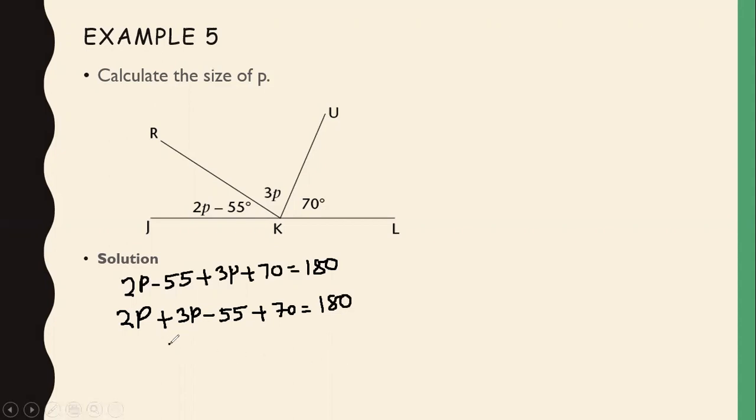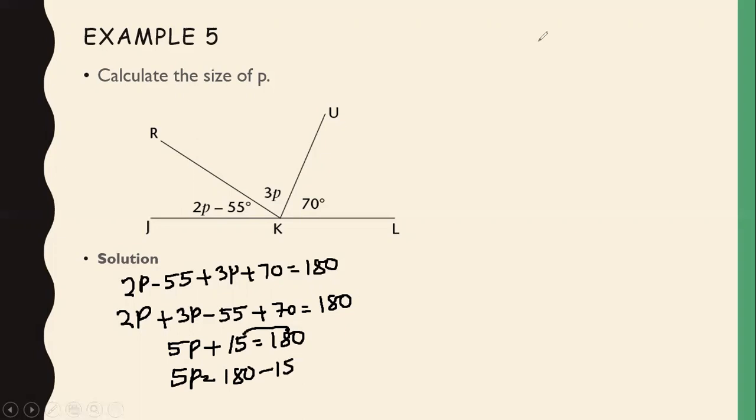Now, 2p plus 3p gives you 5p. Minus 55 plus 70 is the same thing as plus 70 minus 55, and that gives you plus 15, equals 180 degrees. Now, let's collect like terms. 5p is on the left-hand side, and it will be equal to 180. The plus 15 crosses to the other side, so it becomes minus 15.